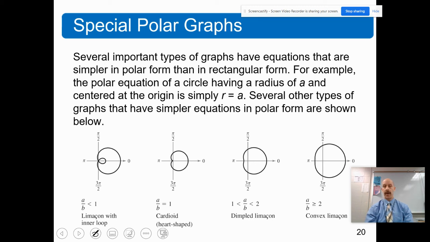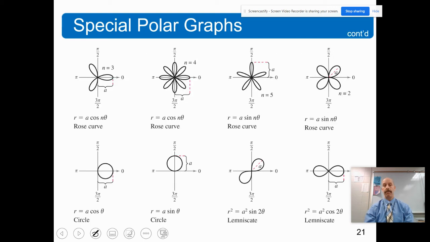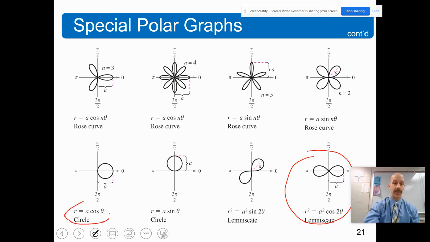The next 2 slides in the presentation are just some common polar graphs. I'm not going to go over those. There's a limacon. Here's some more. Here's the rose curve. This one kind of comes up quite a bit. That looks like the infinity symbol, of course, and then we got circles. Those are pretty simple to see.